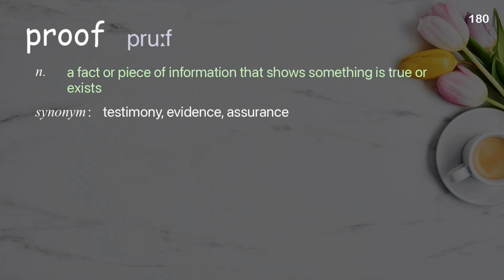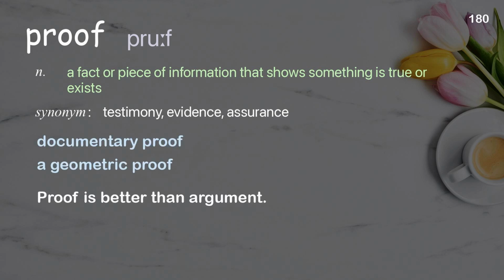Proof. A fact or piece of information that shows something is true or exists. Examples: documentary proof. A geometric proof. Proof is better than argument.